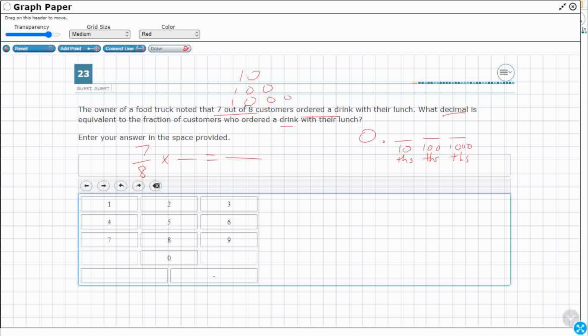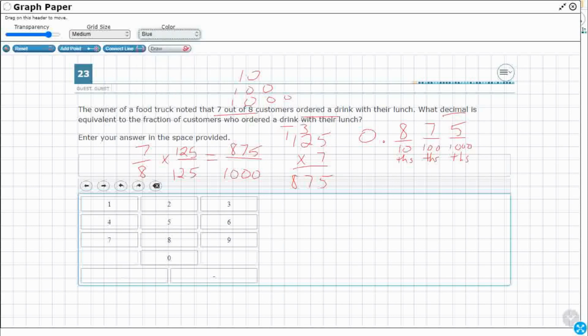Now, this is a trick you may or may not know, but 8 actually does go into 1,000 evenly. You have to kind of memorize this because it's not one that most of us know. But 8 times 125 gives you 1,000. So one option here is to make an equivalent fraction by multiplying both numerator and denominator by 125. 7 times 125 is 875, and 8 times 125 is 1,000. So 875 thousandths, which translates into 0.875.